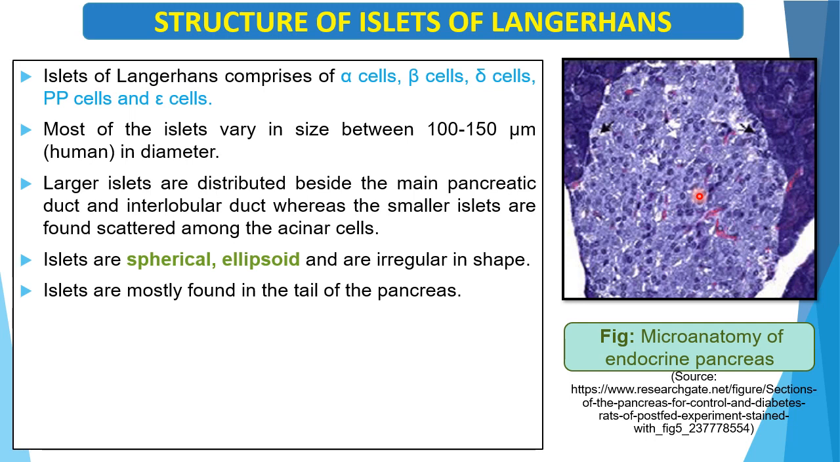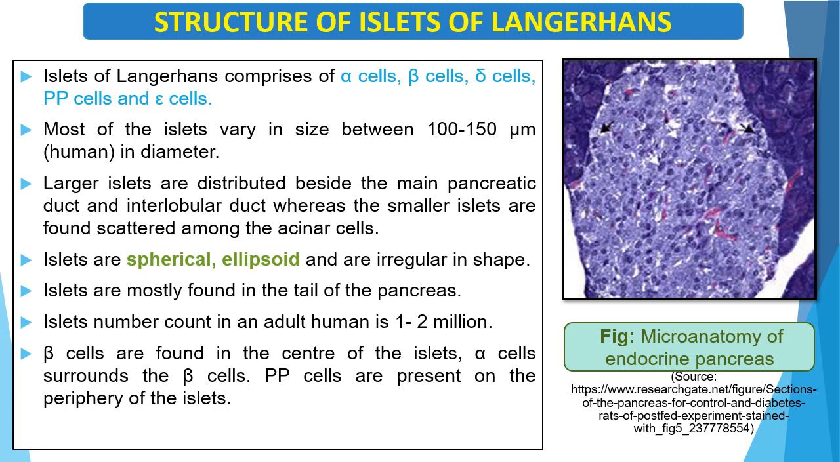This stain is mainly used to differentiate alpha cells secreting glucagon and beta cells secreting insulin. Alpha cells are stained pink and beta cells are stained blue. Islets number count in an adult human is 1 to 2 million. Beta cells are found in the center of the islets and alpha cells surround the beta cells, and PP cells are present on the periphery of the islets.